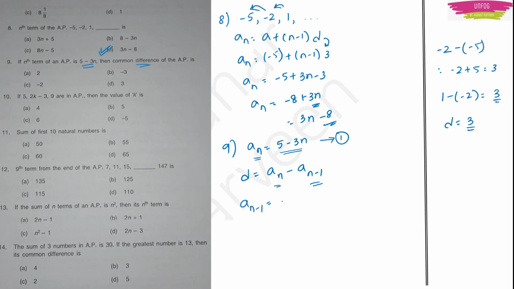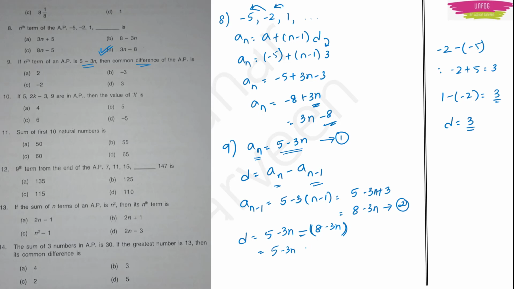What you do to find an minus 1? Wherever you have n, you write n minus 1. That's all. 5 minus 3 into n minus 1. This will be 5 minus 3n plus 3, or it will be 8 minus 3n. This will be your an minus 1. Now you subtract 1 minus 2. You have to do that to find d. So 5 minus 3n minus (8 minus 3n). See, you have to write minus with the bracket. If you forget to write the bracket, then your answer is wrong.